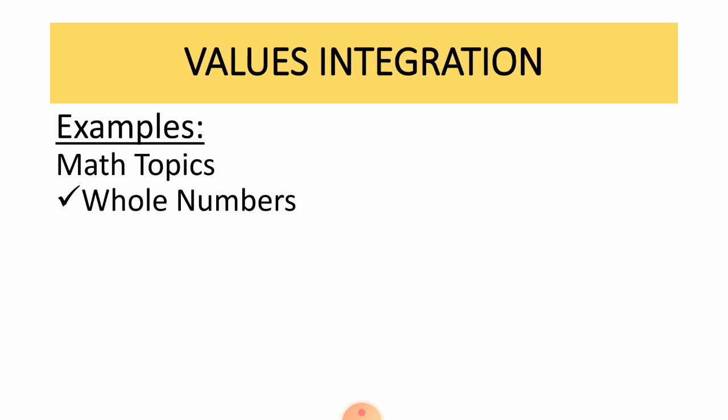So proceeding with the examples, for example, we have a math topic which is whole numbers. You can integrate values in this specific topic by connecting the lesson to the concept of wholeness, comprising the full quantity, the start of forming a complete and harmonious whole, and this state of being unbroken and undamaged. So you may ask your students the questions: what were your experiences in the past that make you feel whole or complete?